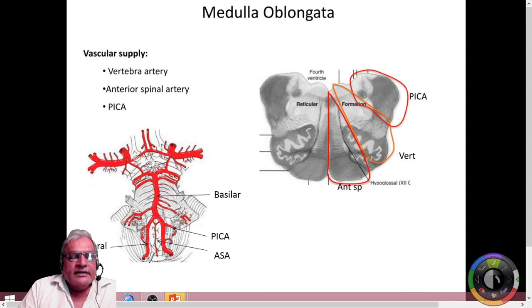So let us trace these arteries. There is a vertebral artery that comes in through the foramen magnum, and you have the posterior inferior cerebellar artery coming as a branch from that, and then these 2 vertebral arteries uniting to form the basilar artery and passing upwards. You can see your medulla in the background, and there's the anterior spinal artery passing through the midline.